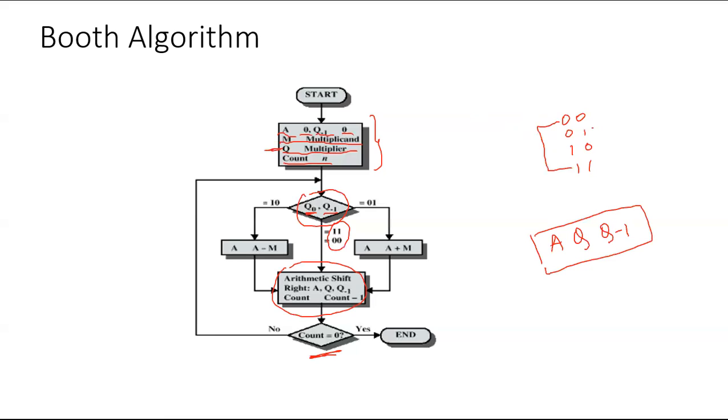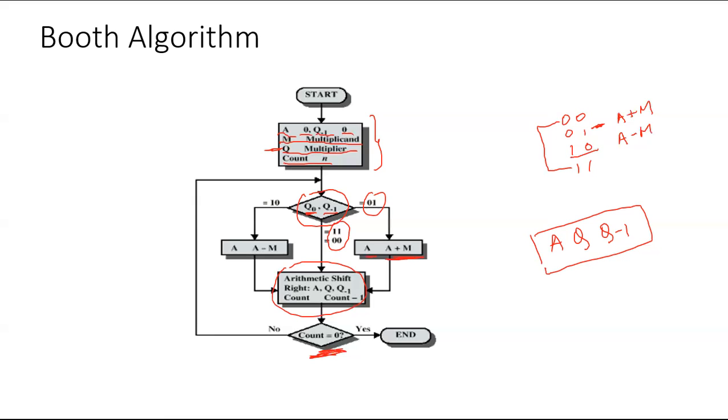But if Q0 and Q minus 1 are 0, 1, this is the case where you add what's in A with M and store it back in A. So if it's 0, 1, you add A plus M. If it's 1, 0, you do A minus M. For both cases as well, you arithmetic right shift, decrement the counter, and repeat the process until the counter is 0. So this is how the Booth algorithm works.